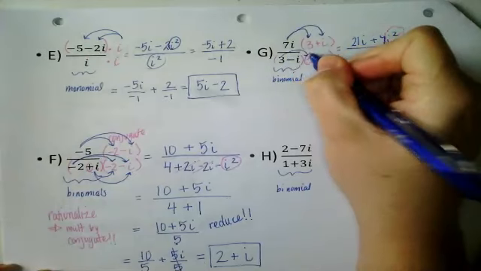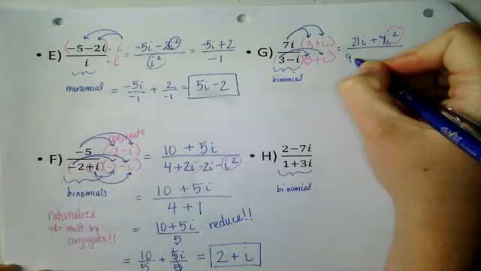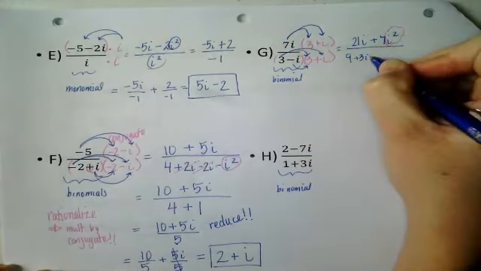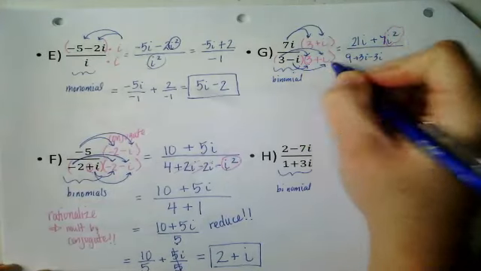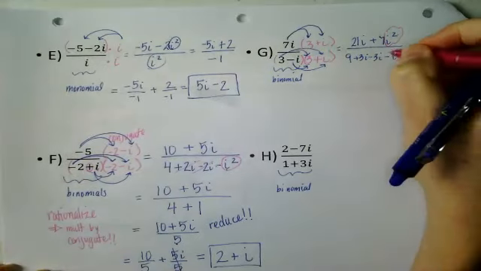First times first is 9. 3 times i is positive 3i. The inside, negative i times 3, is negative 3i. And last times last, negative i times positive i, is negative i squared. So again, we have another i squared.